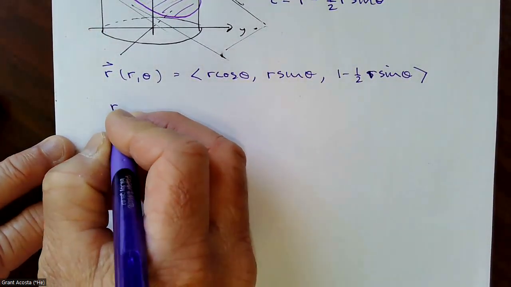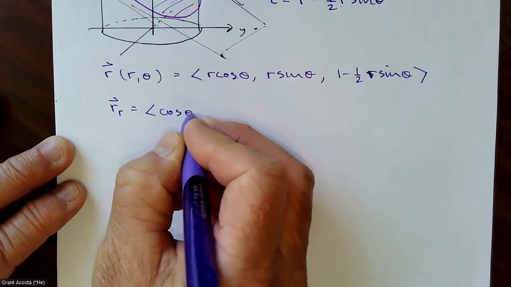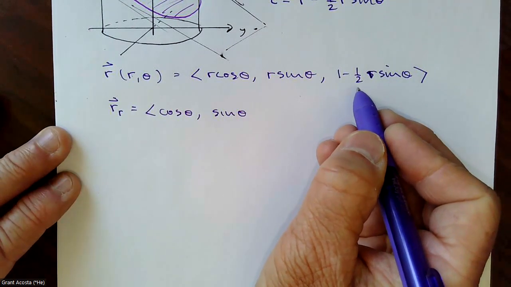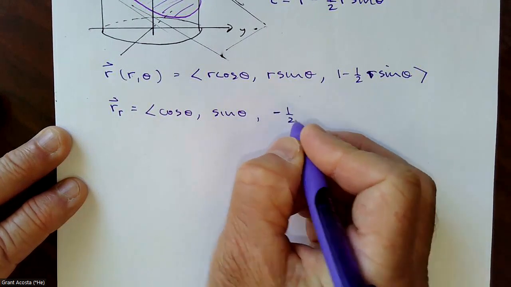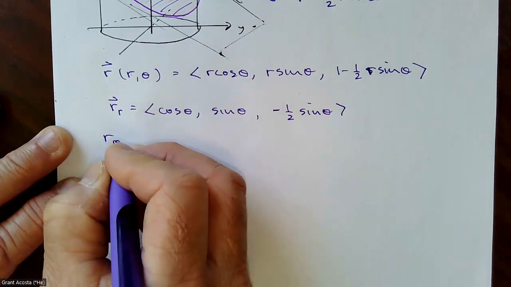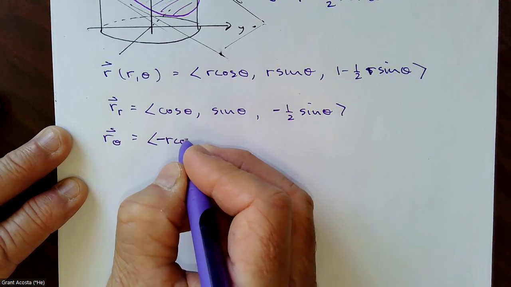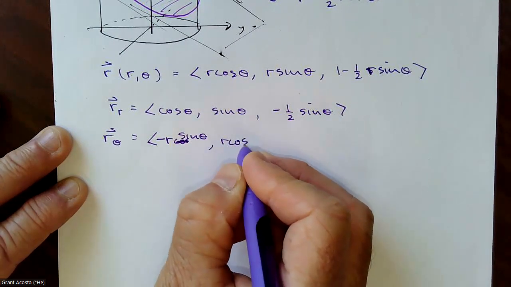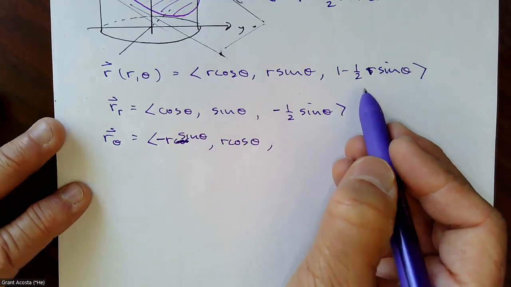Okay, so r sub r is cosine theta, sine theta, minus 1/2 sine theta. R sub theta is going to be negative r sine theta, r cosine theta, and negative 1/2 r cosine theta.